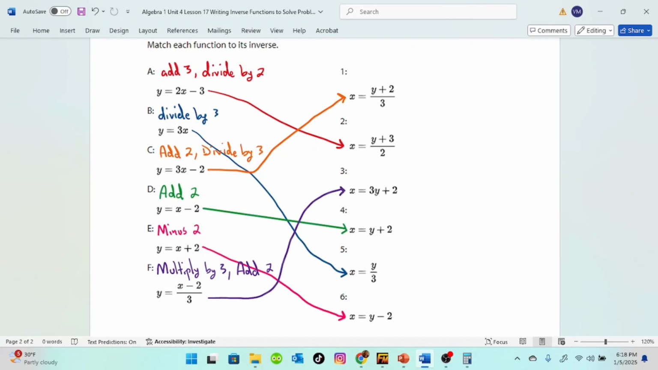You find the inverse by doing the opposite of what is there to both sides and setting up the equation so that the original input is the new output and the original output is the new input.